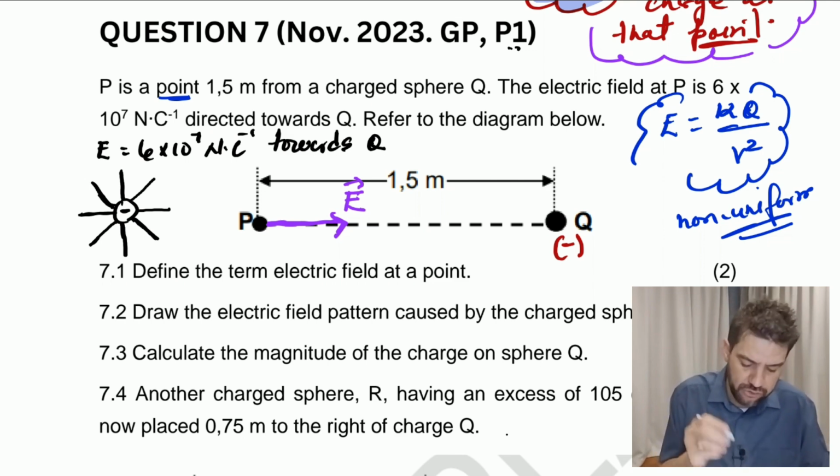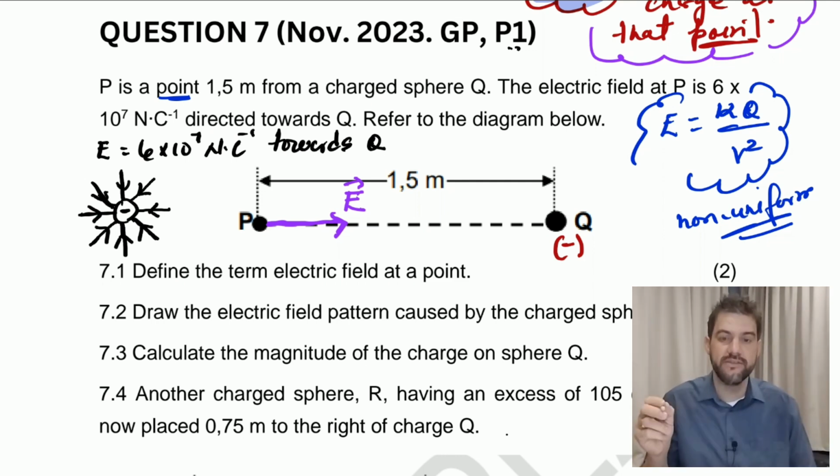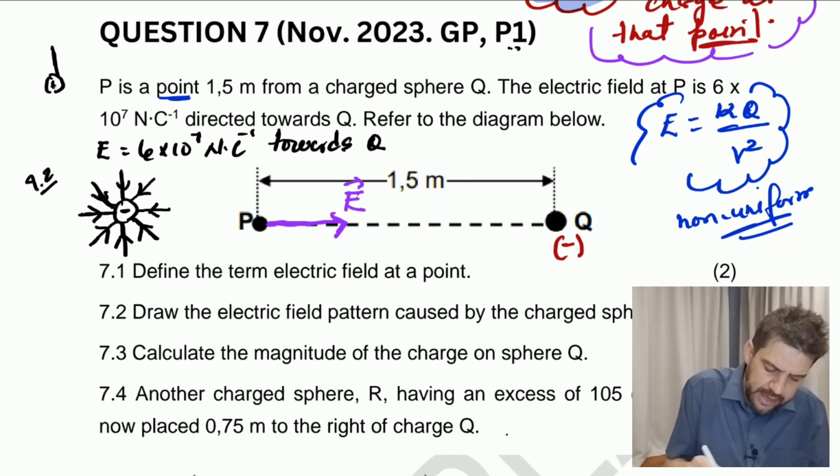Now here the direction, if it's a negative charge, which is the case, the direction is towards the charge. That is by convention. If it was positive, it would be exactly the same, but going out of the charge. So guys, this one is question 7.2. If it was positive, we can do a very small example here. It's going to be the same, but going out of the charge.